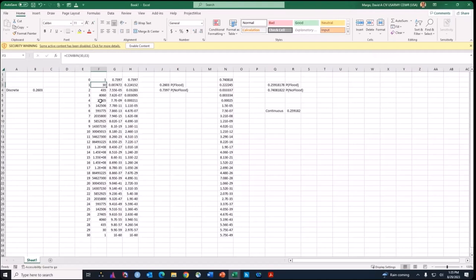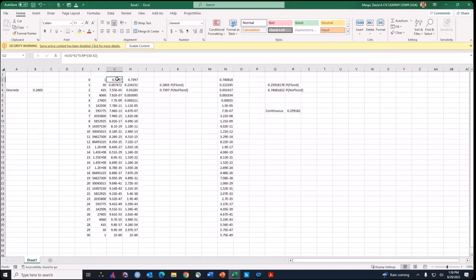There's 30 ways you could have one flood, because it could happen in any given year from year 1 through year 30. And as you go down through this list, this is where I talked about the number of combinations getting to be an astronomically large number. So that's the number of combinations for each possible number of floods, and each of those combinations has a probability associated with it.